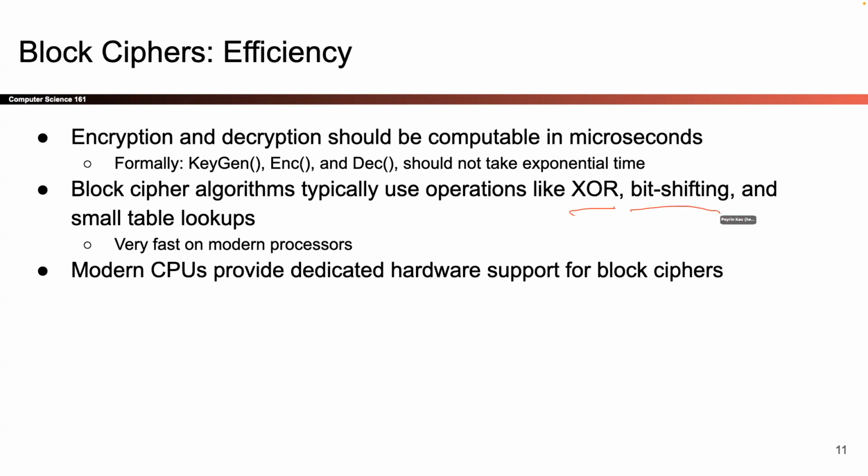Or like bit shifting is really cheap. Looking up values in a small table. These are all really cheap operations on modern processors. And so in general, block ciphers, the amount of time they take from our perspective in a modern world, is basically insignificant. Okay. That's all this slide says.